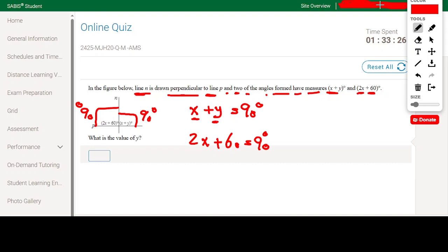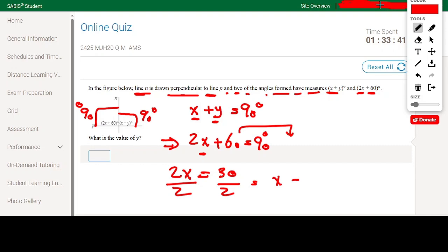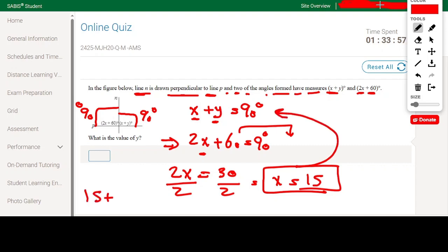Here I have two variables, and in this equation I have one variable, so let's solve this one first. So 2x will be equal, 60 will go to the other side with minus 60, so it will be 30. So divide by 2, so x will be equal to 15. Okay, now x we will substitute in the second equation. So we have 15 plus y equal to 90. So 15 will go to the other side, so y will be equal to 75 degrees. So the answer here is 75.